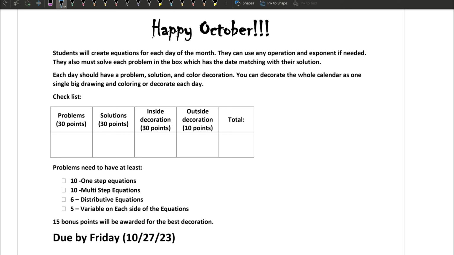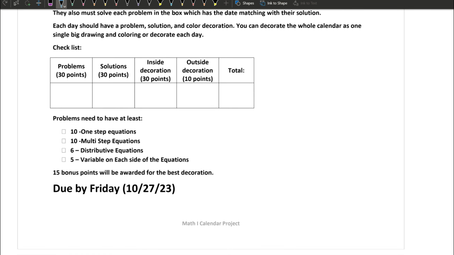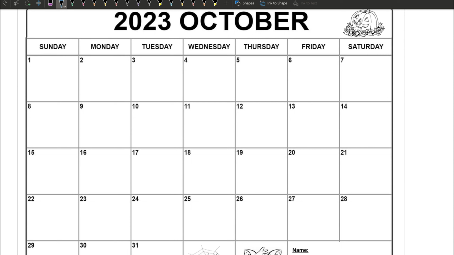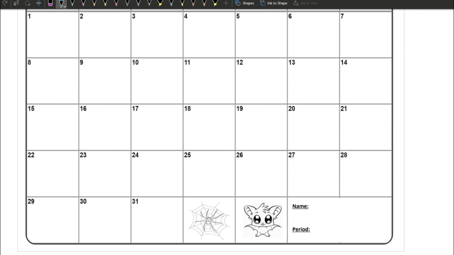Okay, due by Friday, October 27, 2023. So you have about 4 weeks to get this done. I will check in with you a couple of times to make sure the project progresses along, but it's still up to you to get it done. Okay, here's the October project, here's how it looks. Please write your name and the period down here.